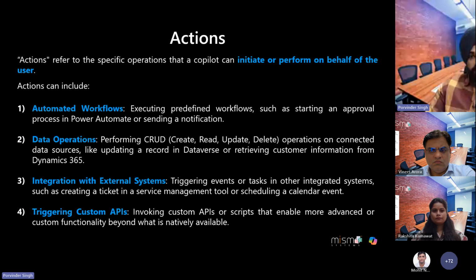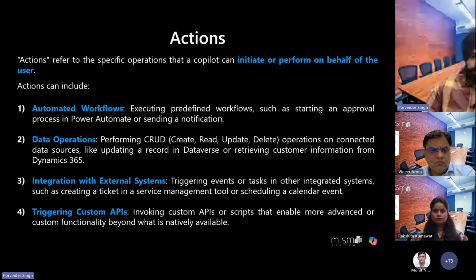Actions can include automated workflows where Copilot can trigger already created Power Automate flows. They can start an approval process or send a notification to the user's device. We can also use Copilots to do CRUD operations on our data sources. So in case we have connected it with our databases, we can ask it to fetch some information from the database, update particular information there, and we can also ask it to delete and update.